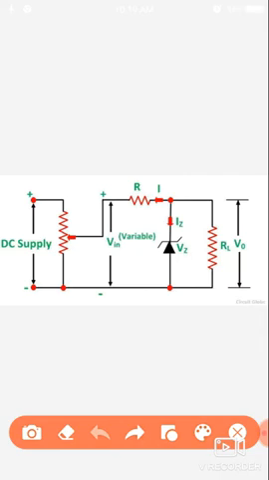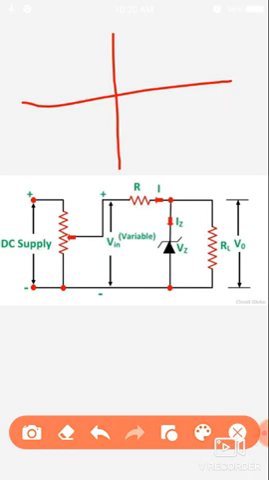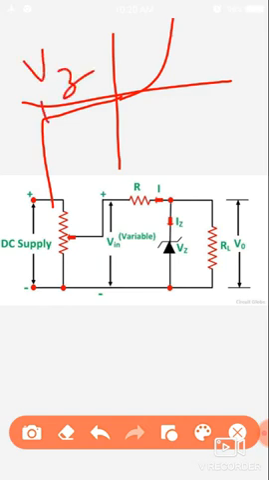First we will talk about the property of a Zener diode. We know that in forward bias the Zener diode behaves like a normal diode, but in reverse bias the current suddenly rises from microamperes to milliamperes when the voltage reaches the breakdown voltage, which is known as Vz.